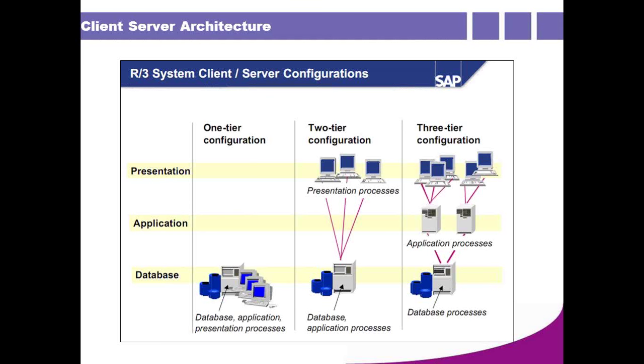That means the presentation layer, application layer and database, three layers, we are installing in a single server. That is called one tier configuration. Means in a single server we are configuring all the three layers.